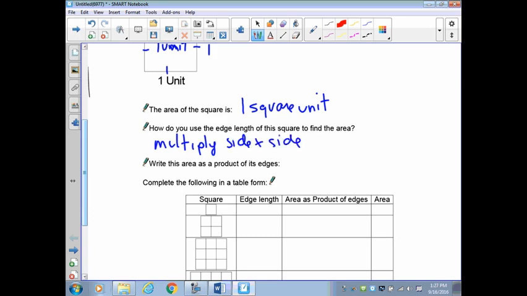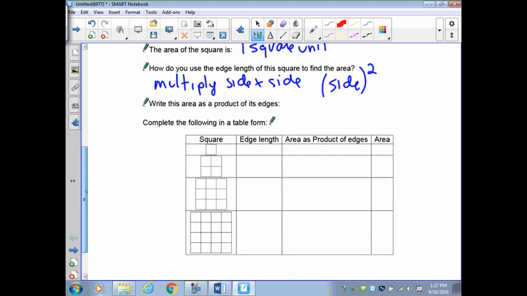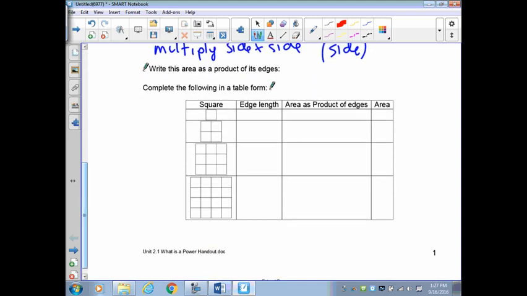Now, anything that is multiplied by itself is referred to as being squared, so it is really the side squared. So let's take a look at this little table right here. In this table, I've got a 1 by 1, 2 by 2, 3 by 3, and a 4 by 4 squares. The edge length of the first one we know is a 1. As a product of its edges, it's 1 by 1, and that gives you an area of 1, and I'm not putting the units in. So pause the recording, and I'd like you to fill the rest of this chart out.